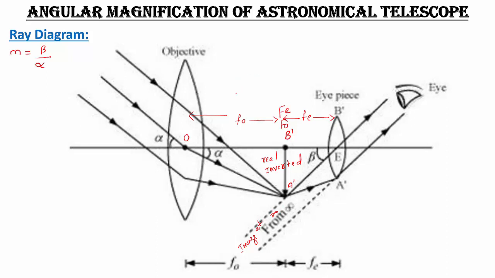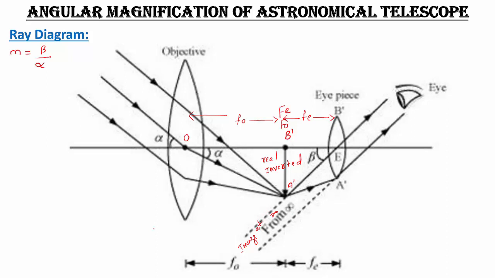Here you can observe the separation of the lenses is so adjusted that the principal focus of the objective and the principal focus of the eyepiece coincide. At this point the A dash B dash image is formed. The intermediate image A dash B dash is acting as object for the eyepiece, and the same A dash B dash is acting as image for the objective lens. And the final image is formed at infinity.